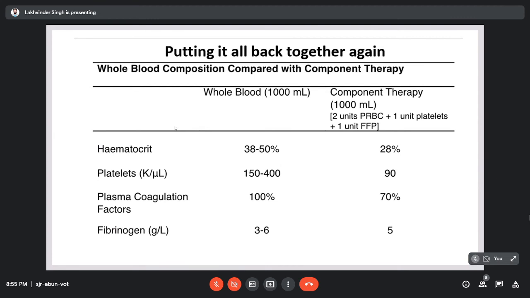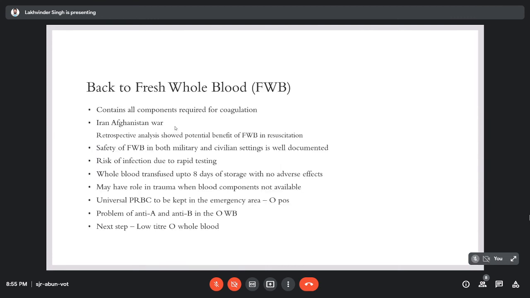But I said whole blood should be discouraged. Why? So are we going back to the fresh whole blood? It will contain all the components for coagulation. During the Iran-Afghanistan war, it was found that fresh whole blood is good for resuscitation, and for military purposes, it's well documented. But there's a risk of infection. Within 5 days, you have to give it immediately in the military. They take out the blood and transfuse immediately without doing the testing. Sometimes only rapid tests are there, so chances of infection increase.